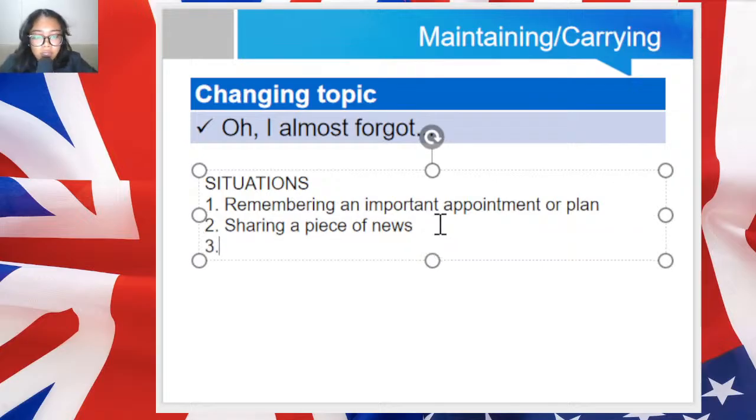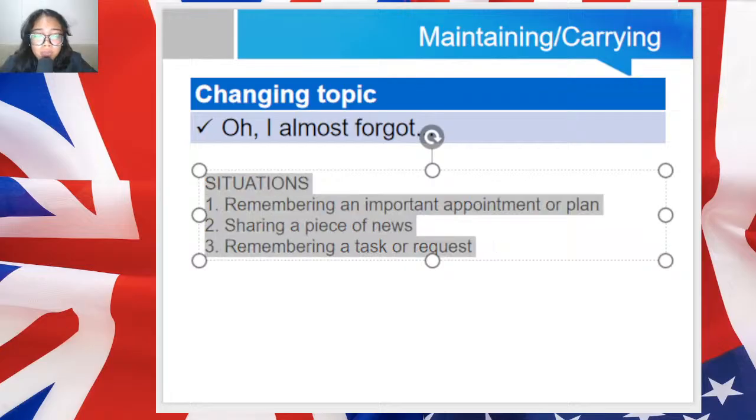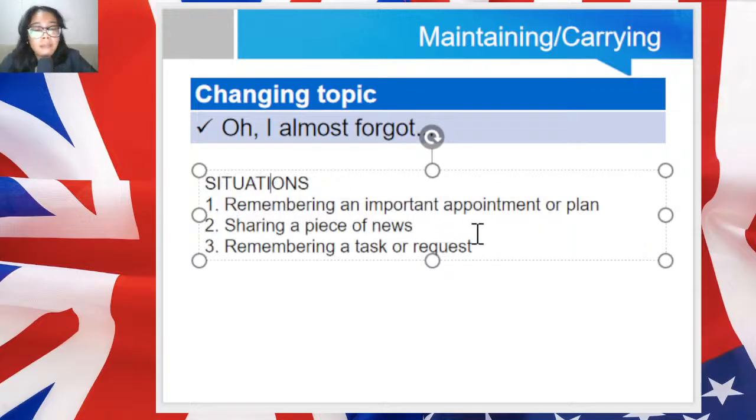Next situation, number 3, is remembering a task or request. This phrase is also perfect for when you suddenly remember something you needed to do for the person you are talking to. It's a very thoughtful way to handle the situation. Okay, so these are the different situations you can use "Oh, I almost forgot." These are just the main situations, but there are actually many. I just included the main or common ones.